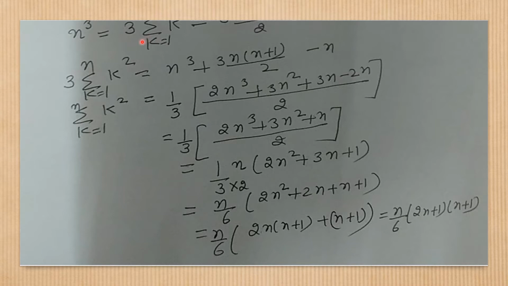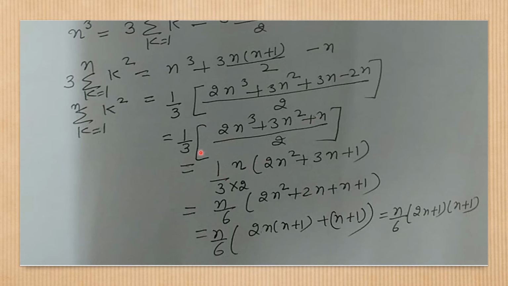This is kept to this side, and the rest of the entries, summation k, are written like this, plus 3 times n into n plus 1 by 2. As it was minus here, when it moves to the other side it will be plus, and the n was plus, so when it is taken to the other side it will be minus n. Now take 1 by 3 common, as this 3 will be shifting to this side. So 1 by 3 common, and the rest is just taking the LCM: 2n cube plus 3n square plus 3n minus 2n. So it is 2n cube plus 3n square plus n divided by 2.